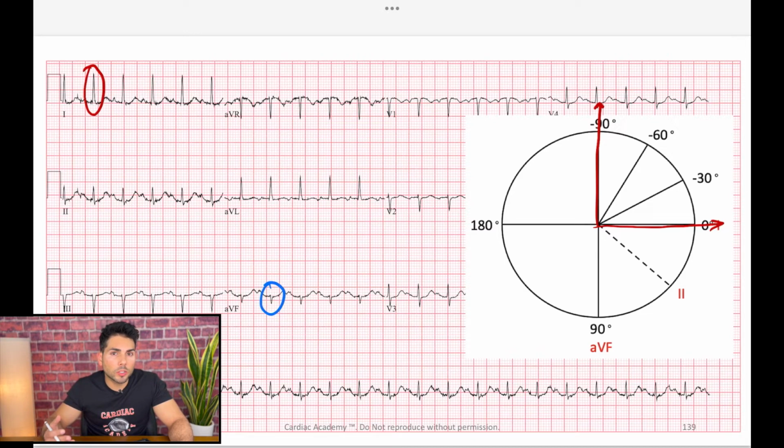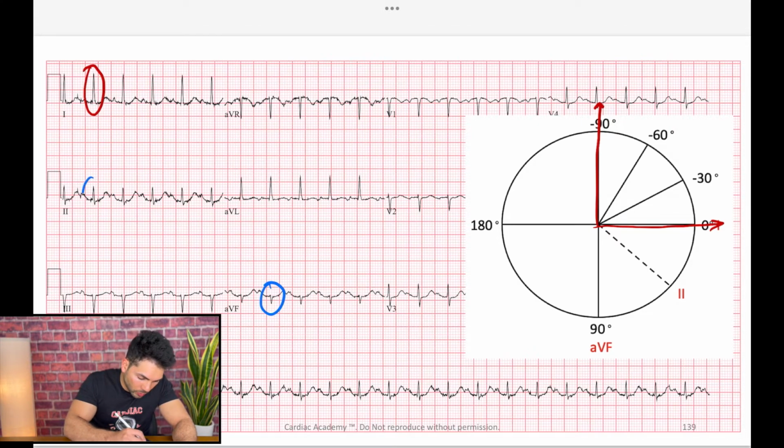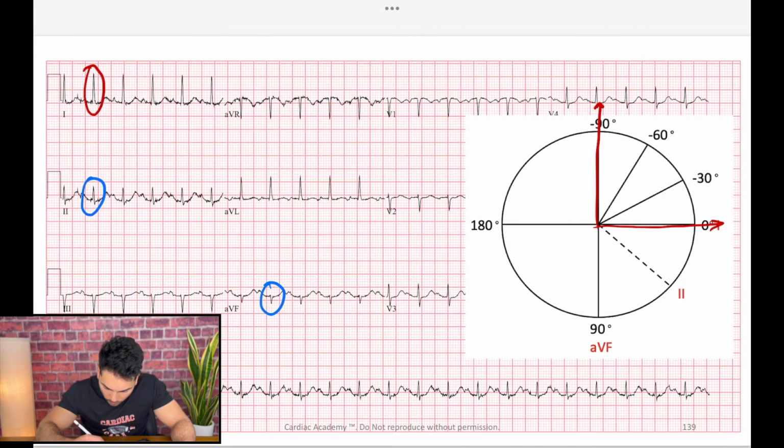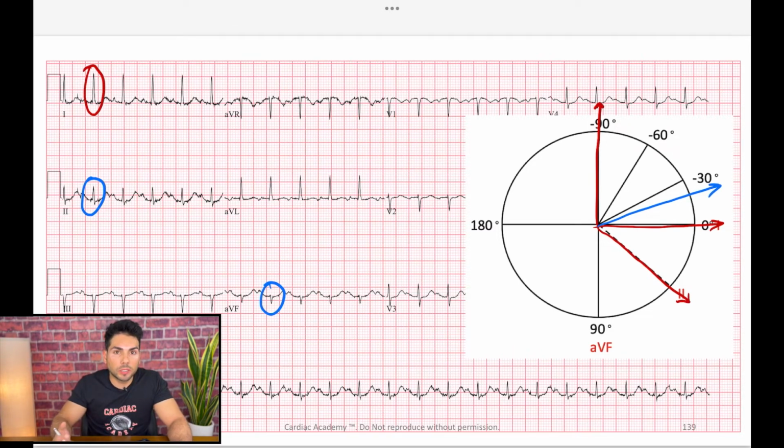So what do we do when there's a possible left axis deviation? We look at lead 2, correct? So lead 2, we can see, is positive. So that means that the wave of depolarization is looking towards lead 2. And when we add those vectors together, we know that it should not lie beyond minus 30. Okay? So it should still be normal. So it is a normal axis, okay?